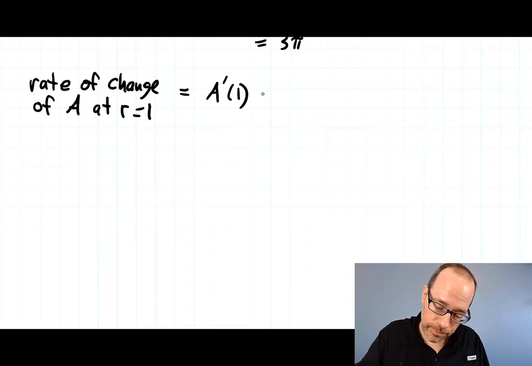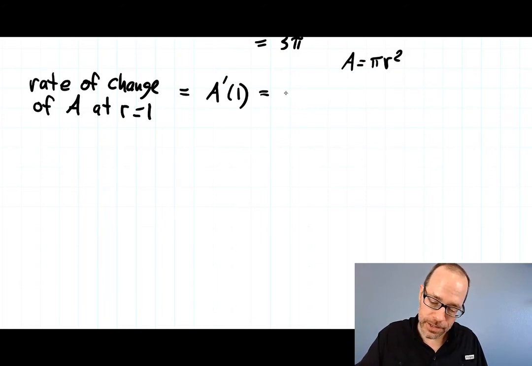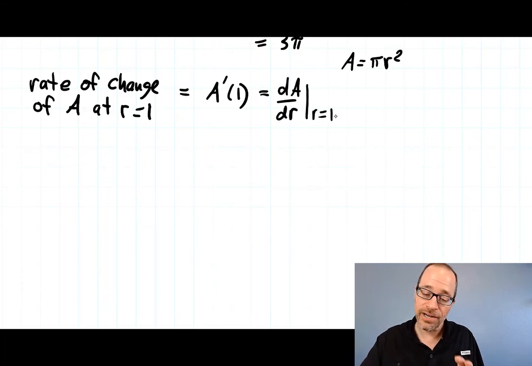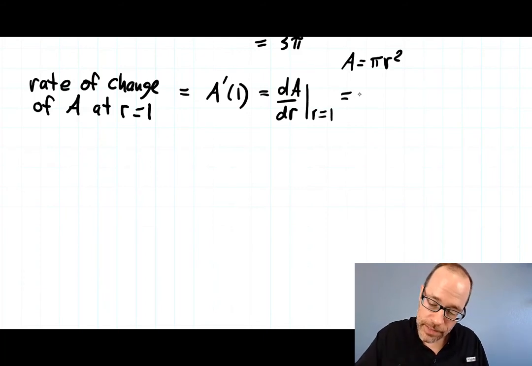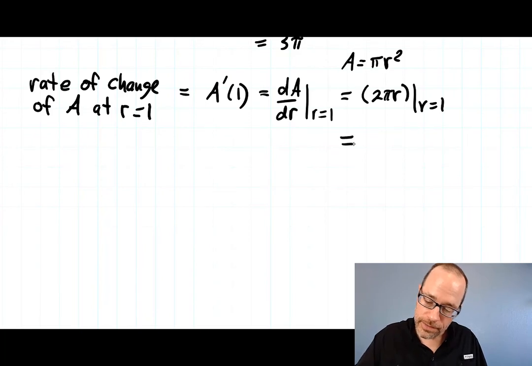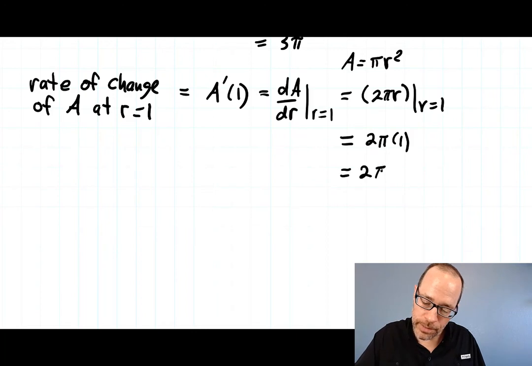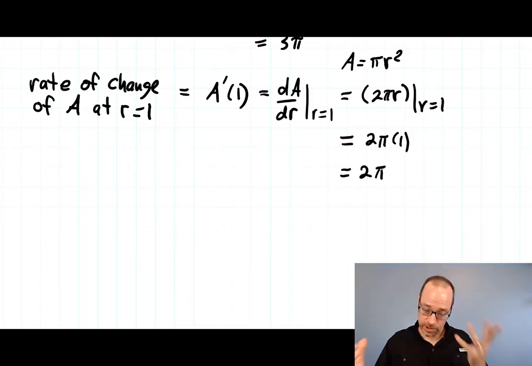Okay, so first of all you have to calculate the derivative. Remember that A was pi r squared. And just to emphasize, this is the derivative with respect to r, d by dr evaluated at r equals 1. So the derivative is 2 pi r, and we have to evaluate it at r equals 1. So we just get 2 pi times 1, which is 2 pi. So the rate of change is just 2 pi, at least when r is equal to 1.